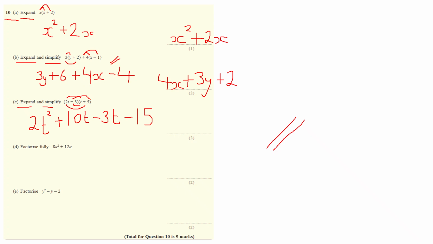Okay, after that, guys, all we do is simplify to collect like terms. We have 2t squared plus 10t minus 3t makes plus 7t. And then copy down that minus 15. And that is how we expand or multiply out double brackets, using what I call here the FOIL method. Again, you are able to use the grid method or any other method that's appropriate for you. Essentially, you're multiplying all the terms in the first bracket by all the terms in the second bracket.